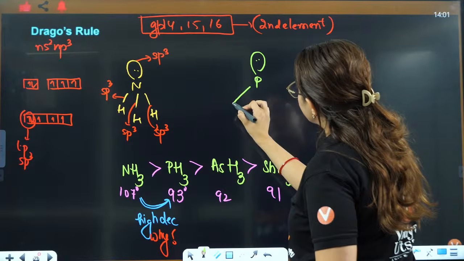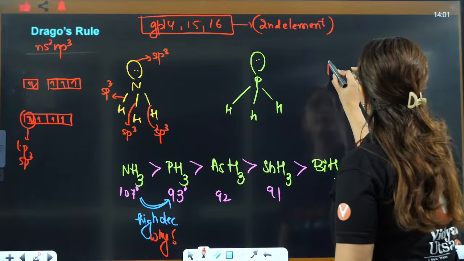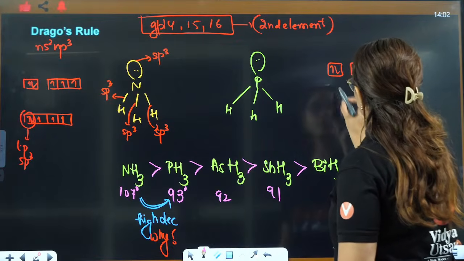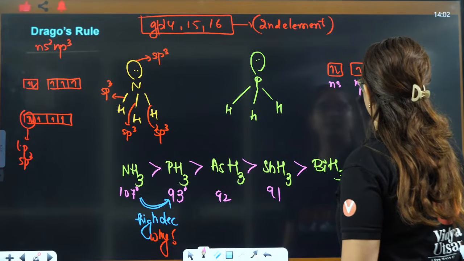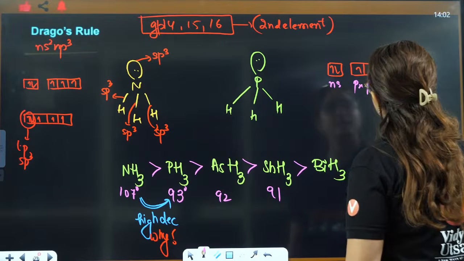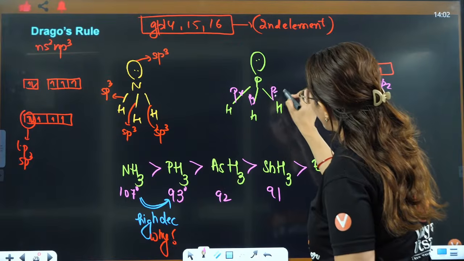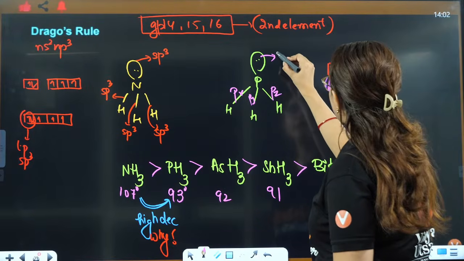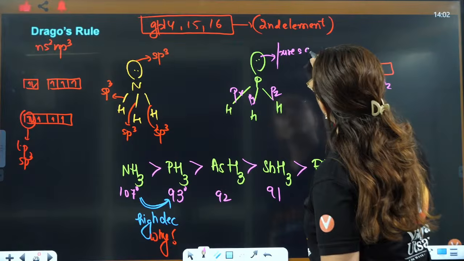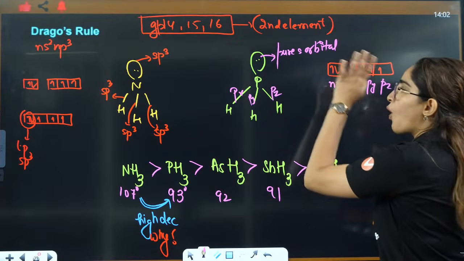This is a lone pair. This is H, this is H, and this is H. Now, what has happened? This will remain like this. It remains like this only. This is ns, this is np. I'll just write it as px, py, and pz. So this bond is formed from px, this from py, and this from pz, and this one is your s orbital. You can say pure s orbital. This is one of the theories that explain this, right? So this is pure s orbital.